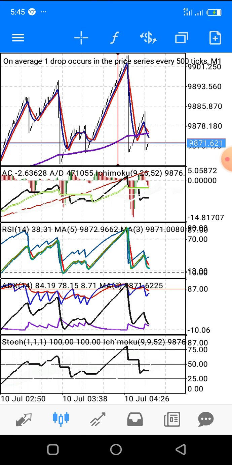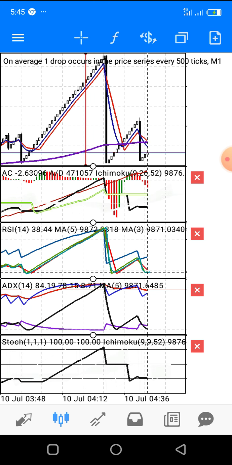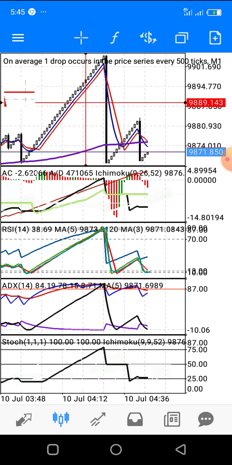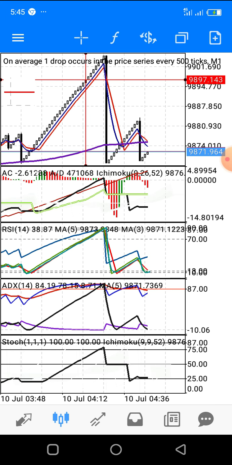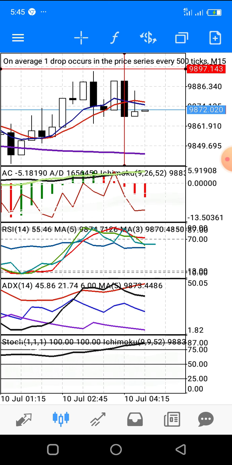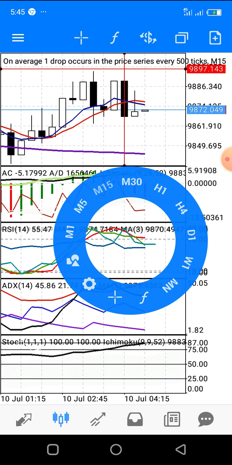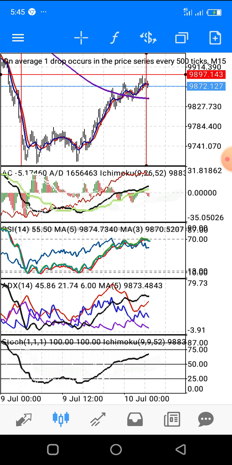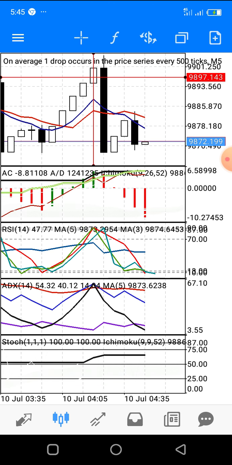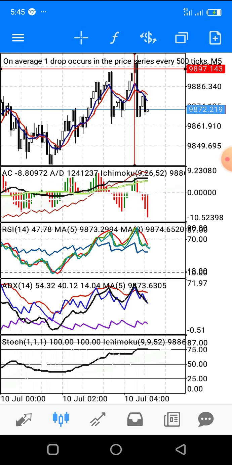Okay, I've drawn the line, guys, and that is the line. Let me draw the other line again to confirm what I'm doing. This is the second line again. Let me go to my 15 minutes time frame and see what's happening. The market is on retest at this point. Let me go to my 5 minutes time frame.